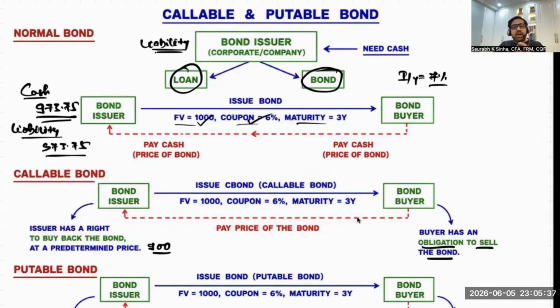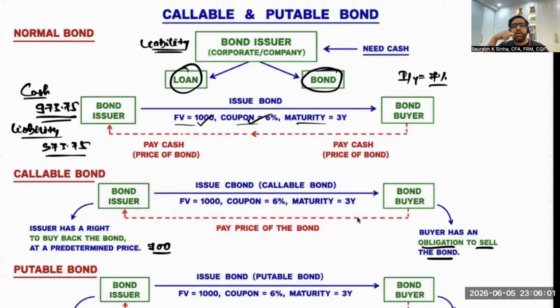So who has the right, who has the option to buy whenever he feels like? It is the issuer. If the issuer wants to buy, the bond buyer has to sell at 900. If the bond issuer does not want to buy back, the bond buyer cannot sell the bond. This is a callable bond.